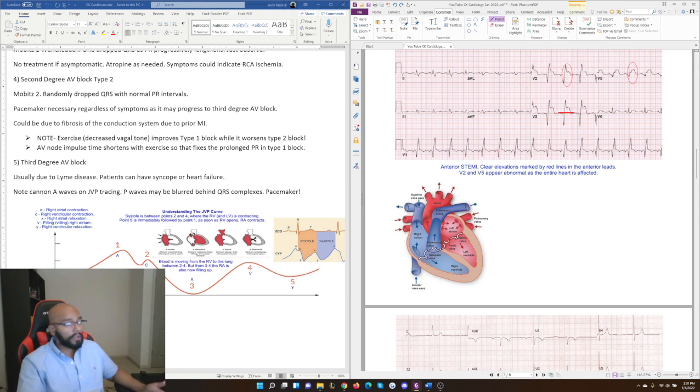So if A occurs when right atria contracts and this goes up, then something must be causing right atria to contract a lot more if you have big A waves, right? Note cannon A waves. Third degree AV block has cannon A waves on JVP tracing. That's the most significant thing about the A wave, okay? It's related to third degree AV blocks.